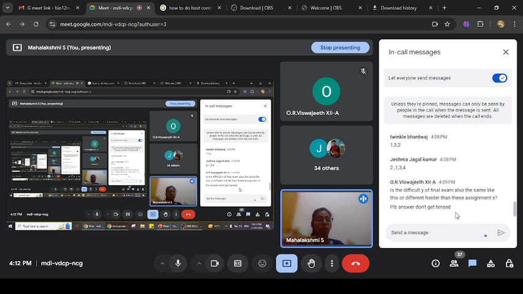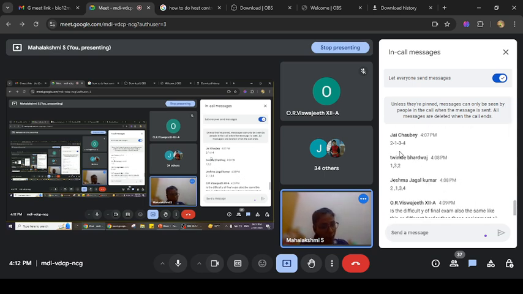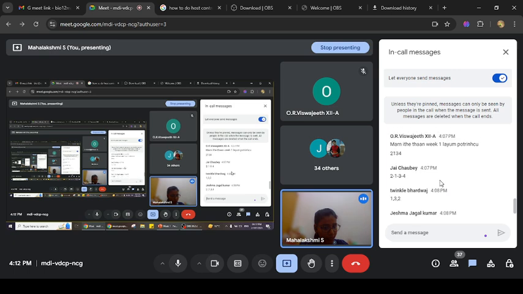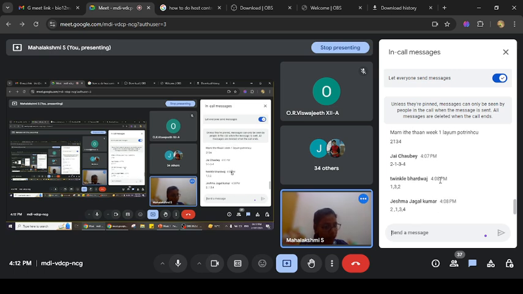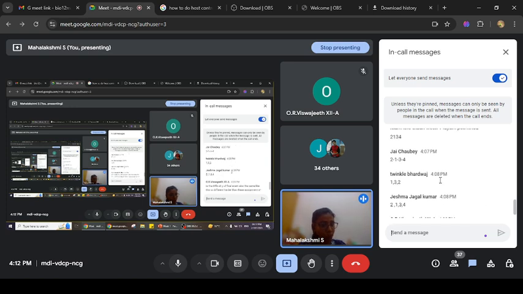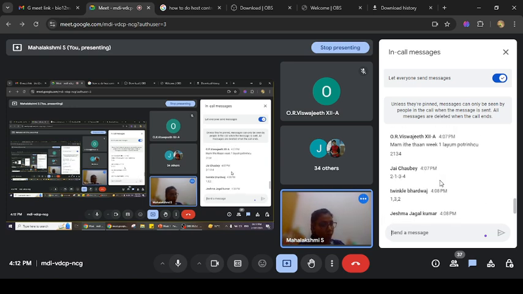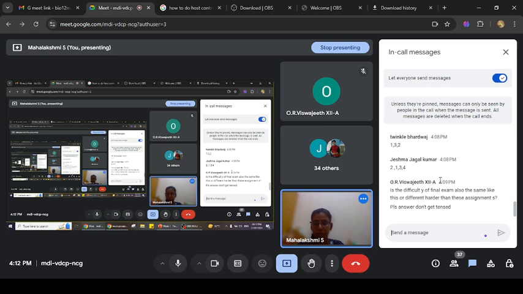Exam pattern, you can also ask the questions in the discussion forum, so that you can also get a direct reply from the professor. Okay. 2134, 2134, 2134. Someone has mentioned 132. 2134 is the right answer for the order. Okay. Are there any doubts?